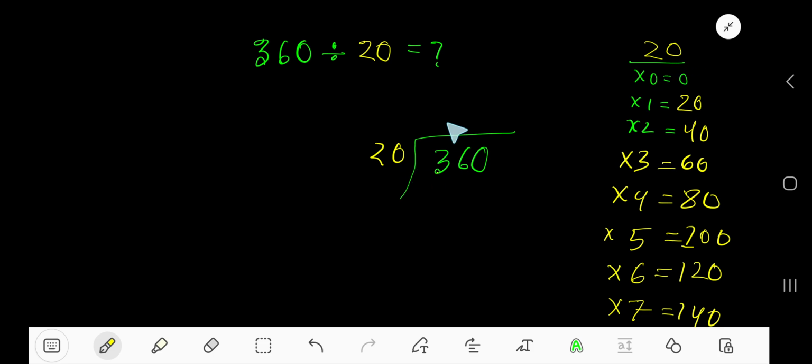20 goes into 3 how many times? 0 times, as 3 is less than 20. 0 times 20, 0. Subtract, 3, and bring down the next digit, 6.